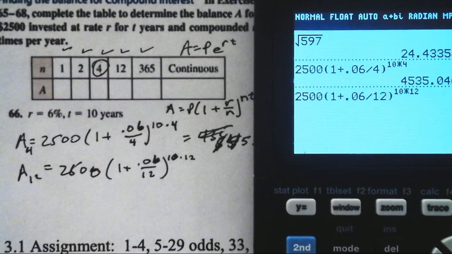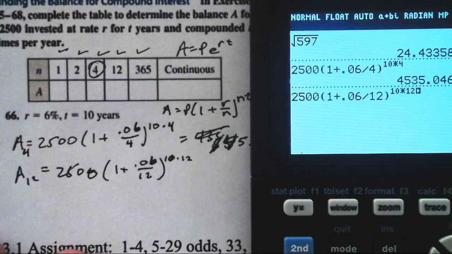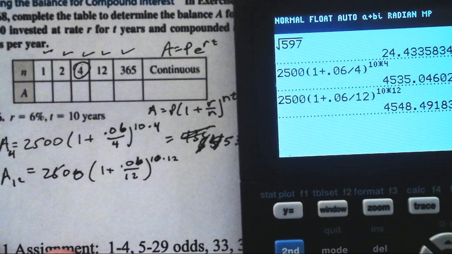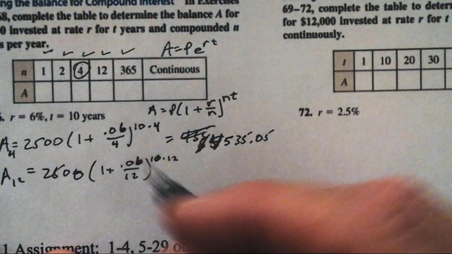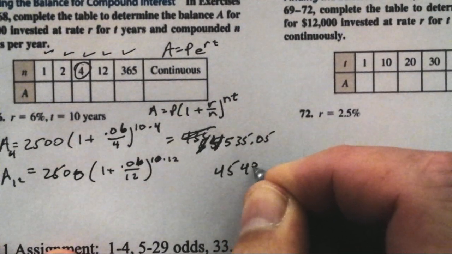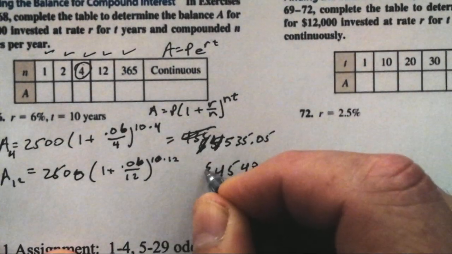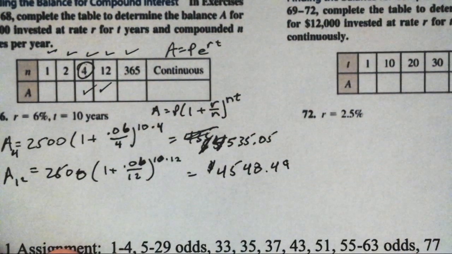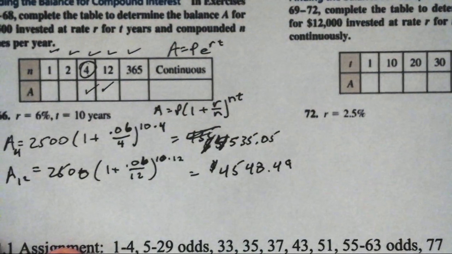And let's see how much difference it makes if the bankers figure out our interest every month instead of just 4 times a year. And here we end up with a little bit more money, which is maybe what we would expect. 45, 48, 49. And so we'd have A12, A4. I'm going to leave A1, A2, A3, 65 for you.